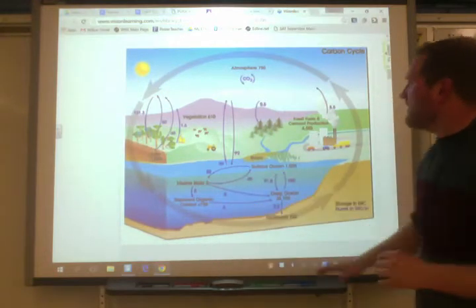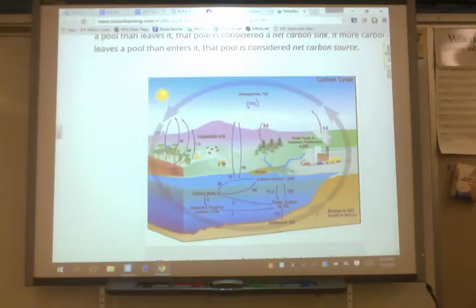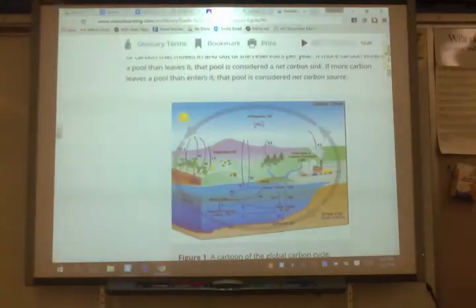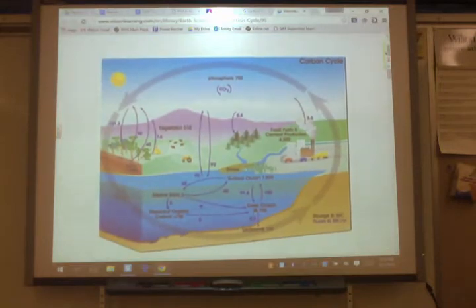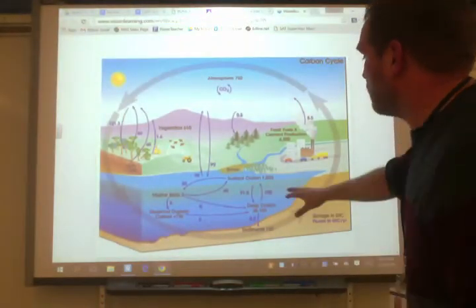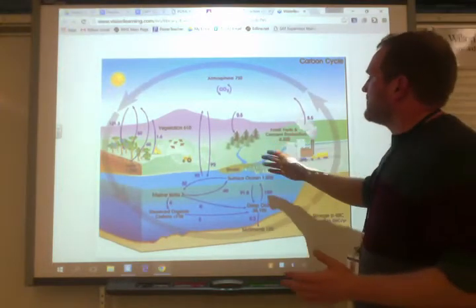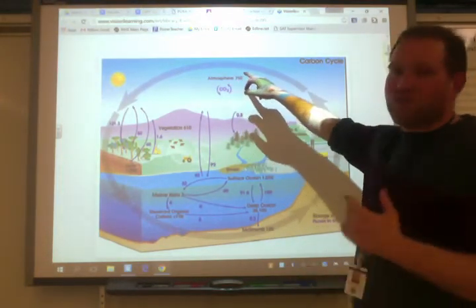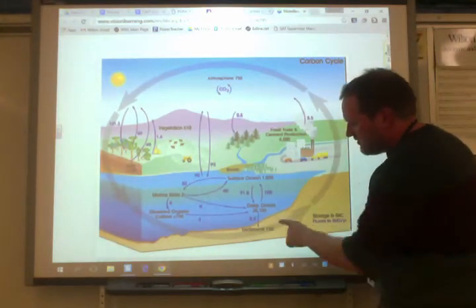deep ocean. Now the unit here is, I can't even read that. GTC, I apologize, I'm not sure what the unit is, but we can at least use this as a relative way of seeing this. So in the atmosphere, there's 750 units of carbon currently. Down in the deep ocean, we have 38,100.